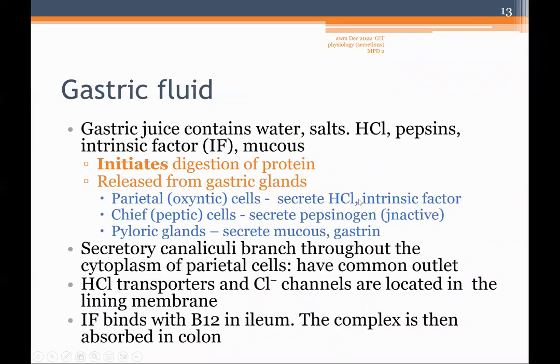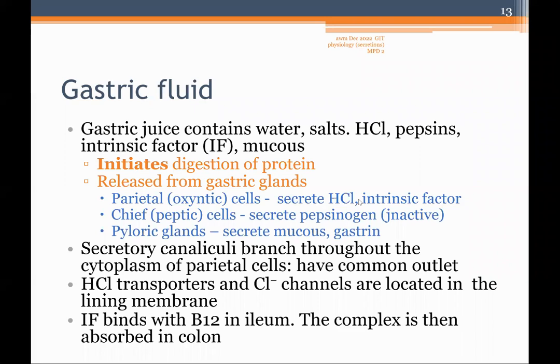If we move on to the stomach, gastric juice or gastric secretion contains water and salts. It also contains hydrochloric acid, pepsins, and intrinsic factor. And obviously mucus, which we started with. So water will be there, and mucus.